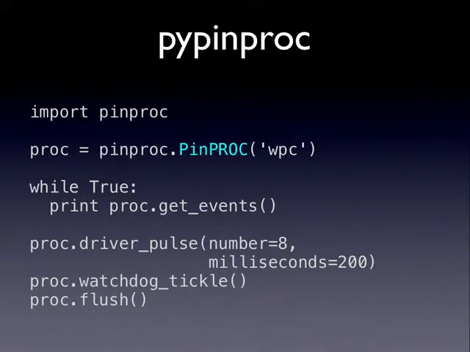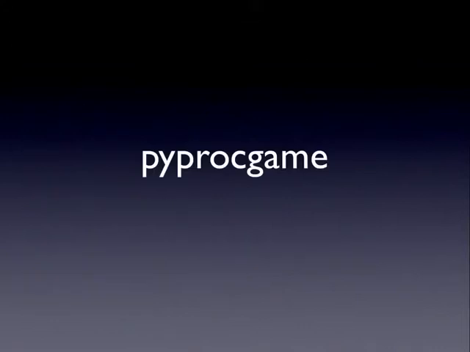And then the last command here is P-ROC.flush. Flush just sends all of the command data out to the P-ROC. This is separate from driver pulse or watchdog tickle because those commands are really small. There's only a few bytes there, and it's really inefficient if we send out little tiny bits of data over and over again. So we gang it all up and send it all out at once. In reality, we do that pretty quickly, but it helps to gang it up like that.